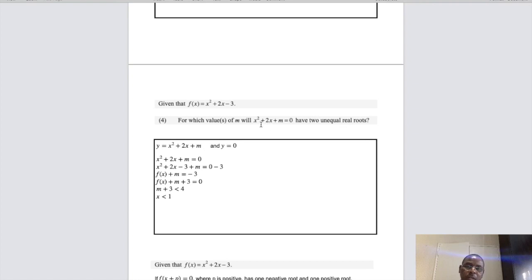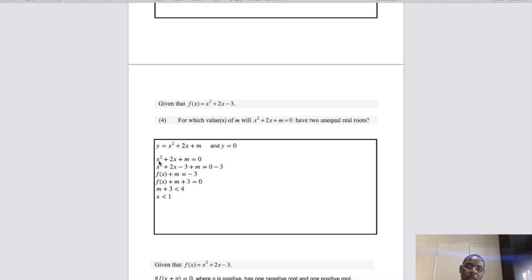We need to draw the graph of the function on the left-hand side as well as the graph of the function on the right-hand side. So we need to draw the graph of y equals x squared plus 2x plus m, that is the left-hand side, and then also draw the graph of y is equal to 0, which is the right-hand side. This function y equals x squared plus 2x plus m is actually obtained from our given function f of x.